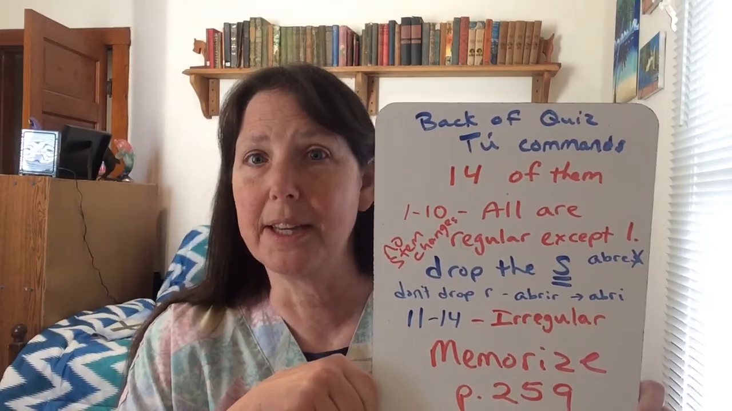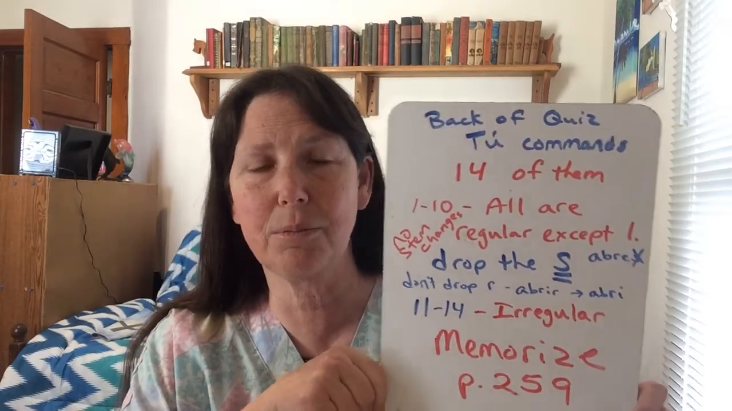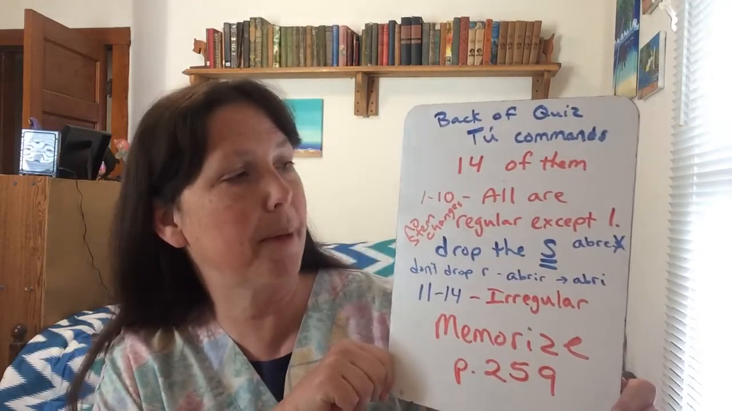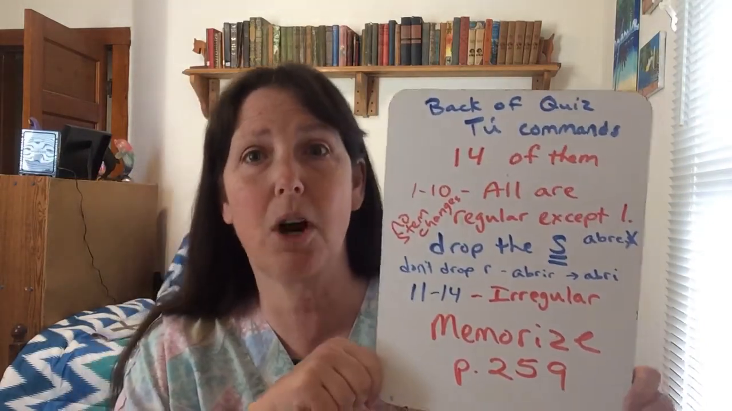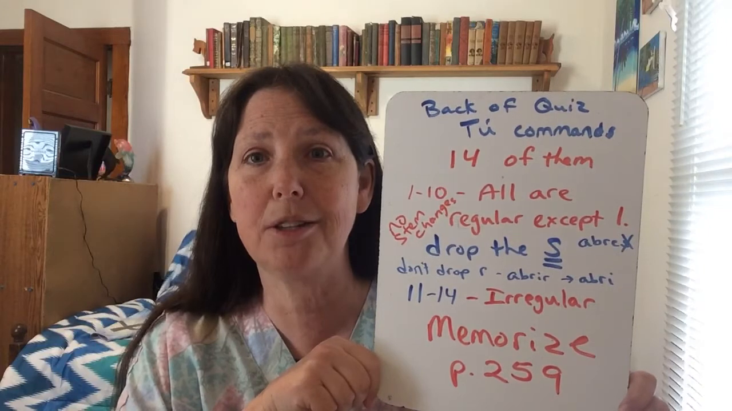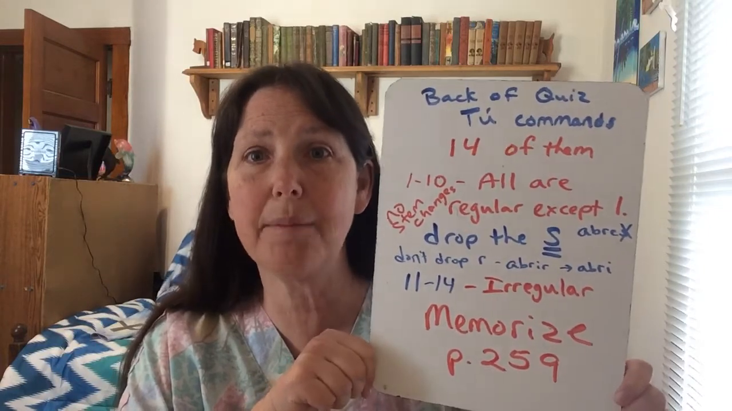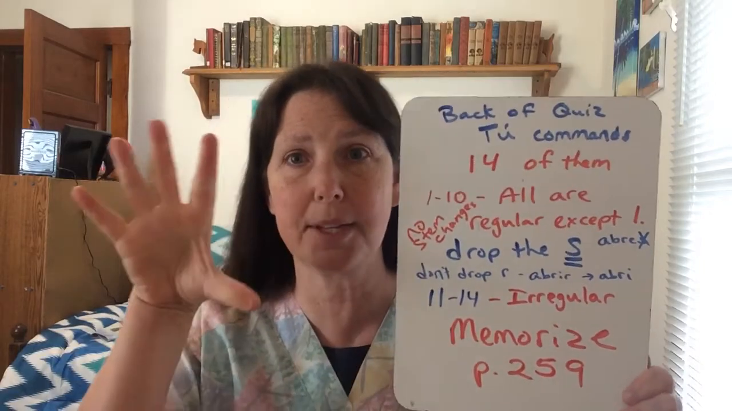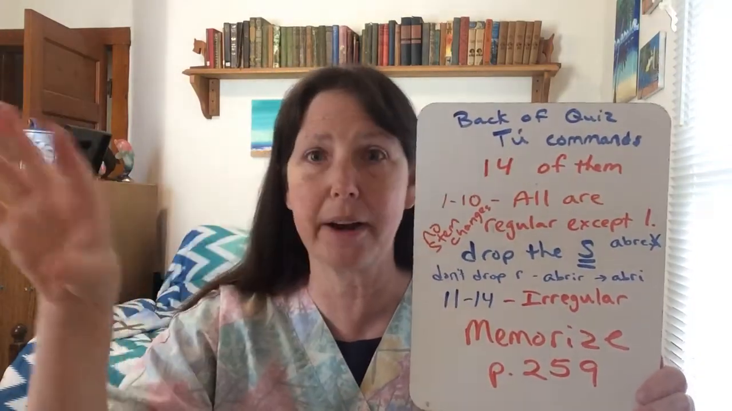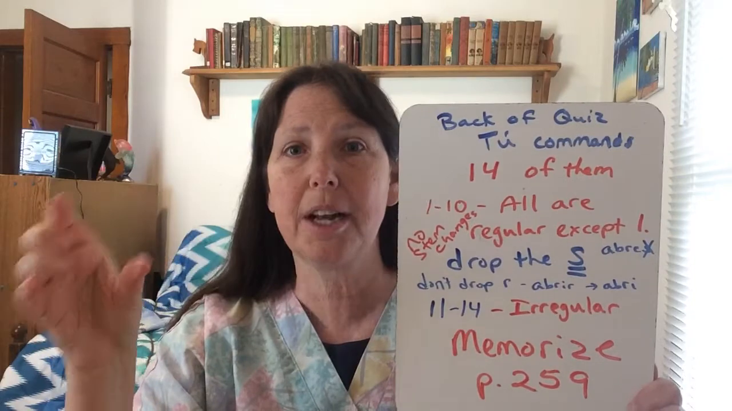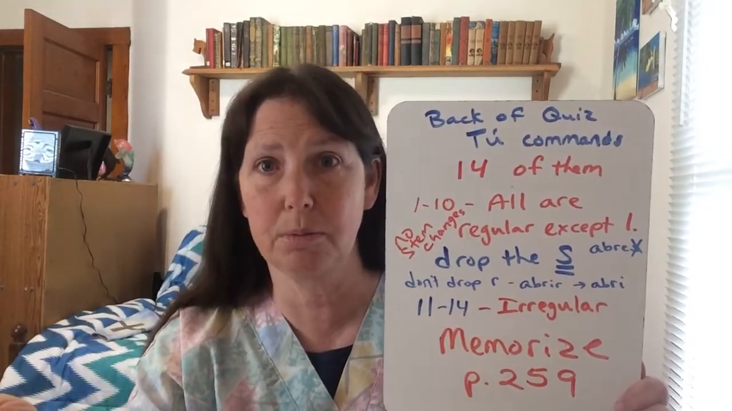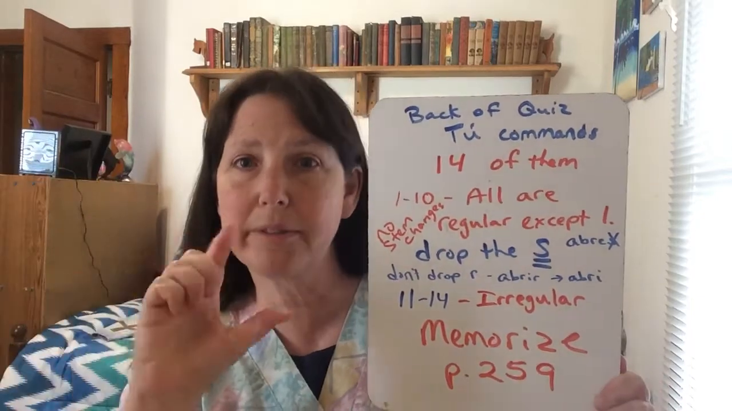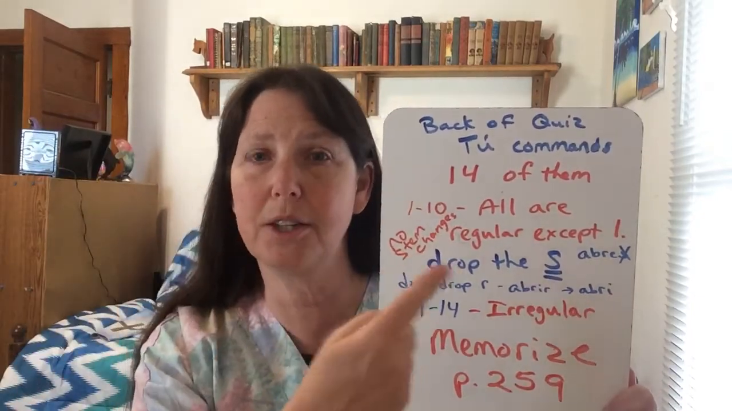Okay, the back of the quiz is going to be your tú commands, okay? Most of you did pretty well with this. The first section, which their numbers are a little bit different, I'm going to say 1 through 10 so you kind of understand what I'm talking about. All but one of those are regular, okay? That means you drop the S. One of them is from your list on page 259. So watch out when you're doing that top section, and you'll see the top section is like a paragraph, but all the verbs are there. All of the subjects are tú, okay? And I wrote that at the top, they're all tú. So whatever verb is in parentheses, put it in the tú command form.